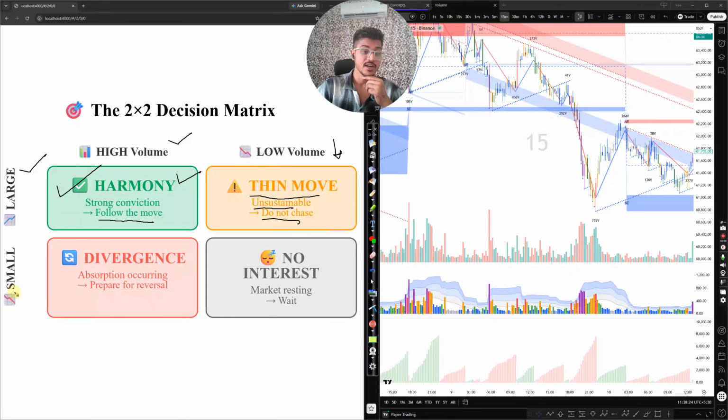Third is where volume is high, but the price movement is small. This is what we call divergence, and absorption is occurring there, so prepare for reversal. The fourth one is low volume and the move is also small. So there is basically no interest in the market. That's why the move is very small and the market is going to rest. So wait for the next move.